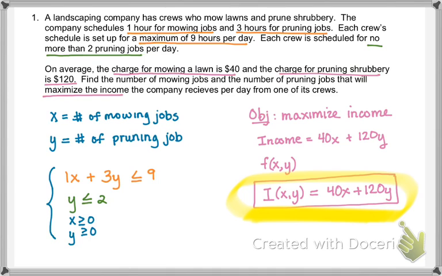this equation. But remember yesterday, or last class, we had said that instead of testing every single point, which would be a lot to do, the vertex principle says we only have to test the vertices. The maximum and minimum, the best solution, is going to occur at one of the vertices, one of the corner points. So once you graph, you identify what the corner points are, write them down, and then you test them into this objective function and see which option, which combination of mowing and pruning jobs, gives you the most income. So you're going to do that for every problem.